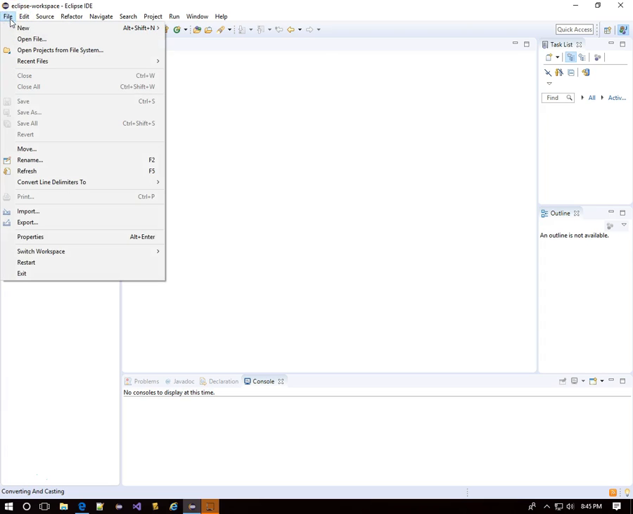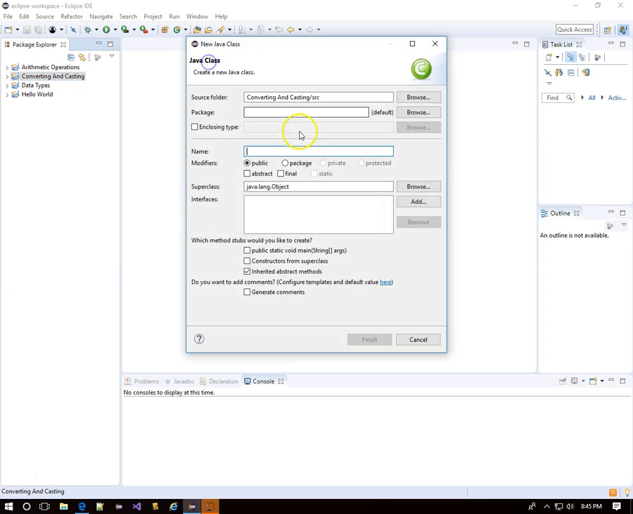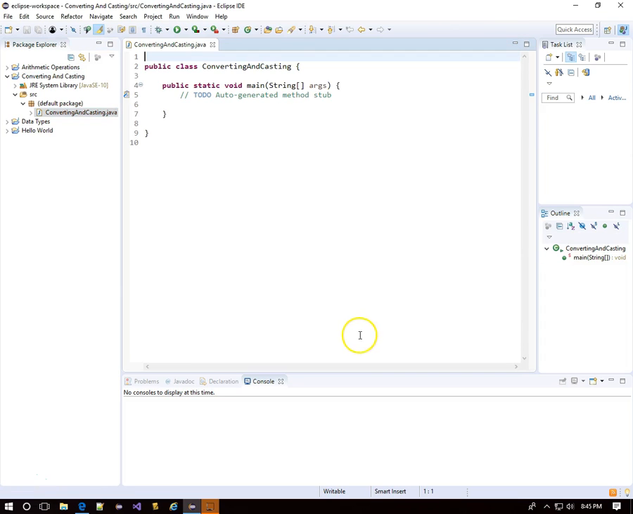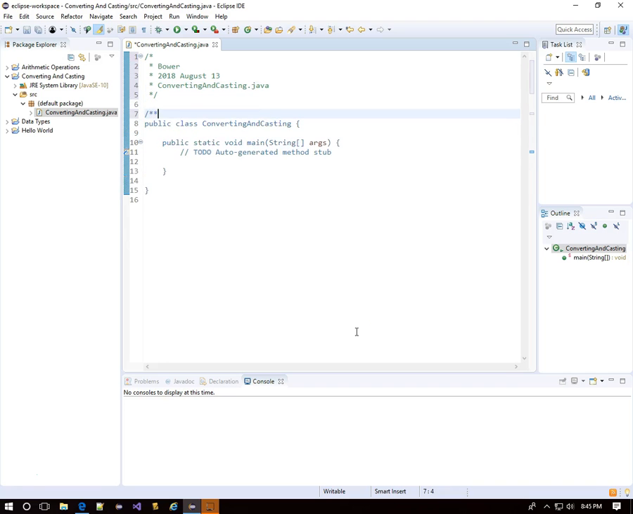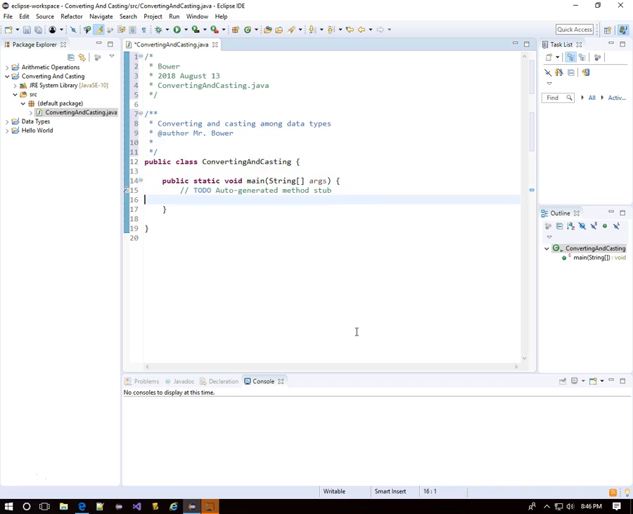I'll make sure I've got that project selected and put in a new class. I do have the correct source folder. I'll call it converting and casting, all no spaces. We'll take a free public static void main string args, put some documentation at the top, including what this program will do. We'll learn how to convert and cast among data types. And I'll get these closing braces. The very last one ends the class, and this one ends the main method. Feel free to pause the program to do this yourself, just saving time on the video.